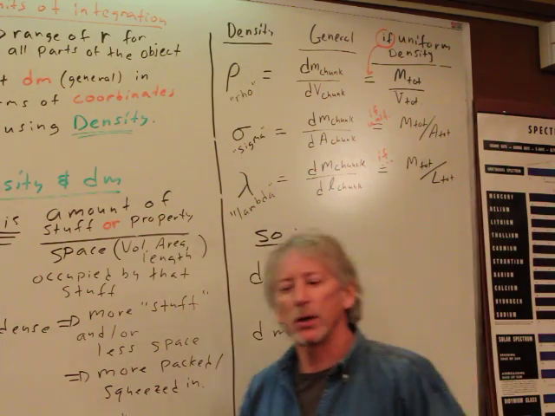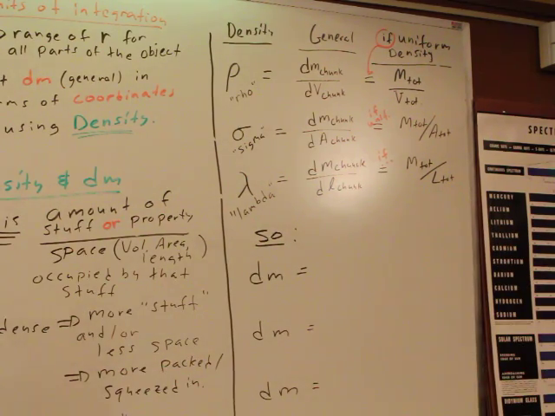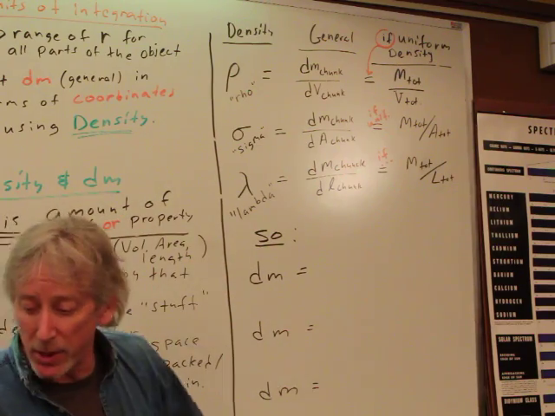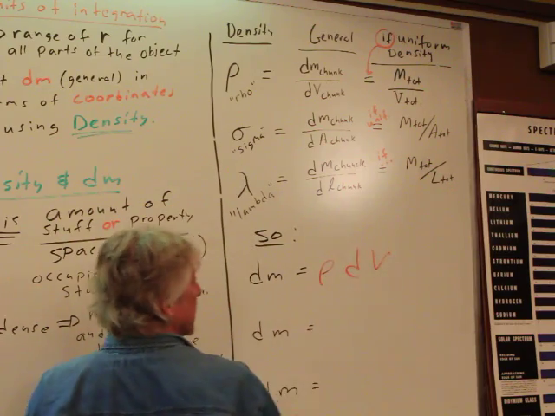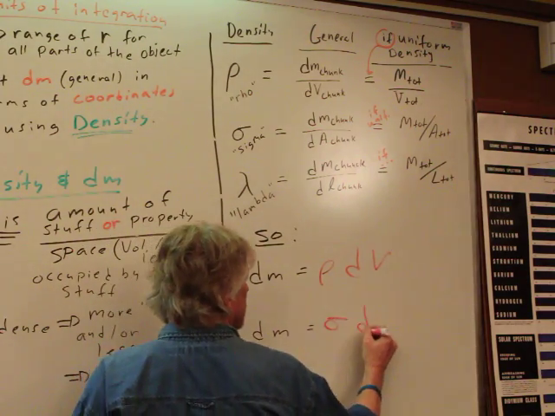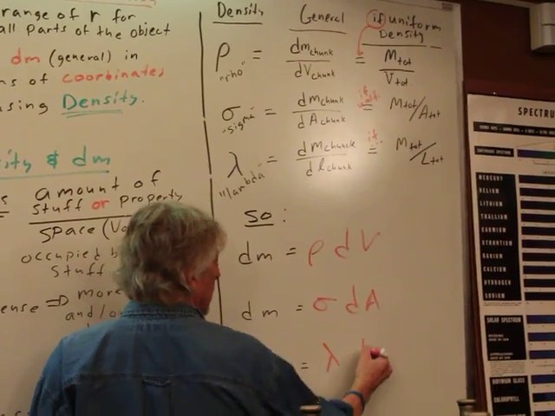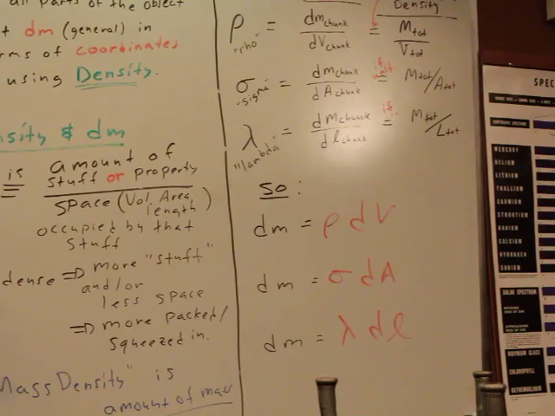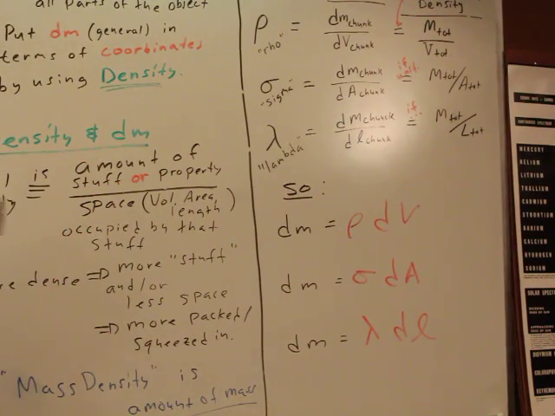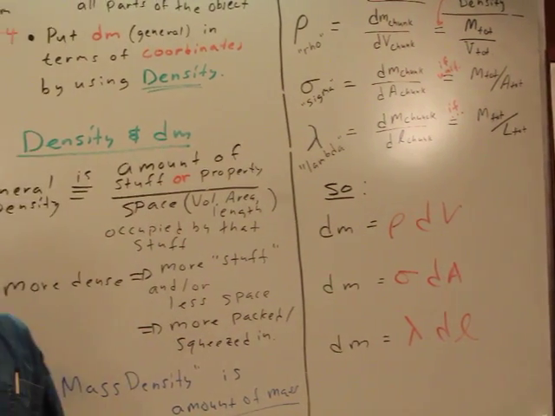Now, how are we doing? All right, so figure out what dm is. What's dm in each of these cases? It's going to be rho dV, isn't it? It's going to be sigma dA. It's going to be lambda dl. And now we need to make it specific, and let's do some examples next.